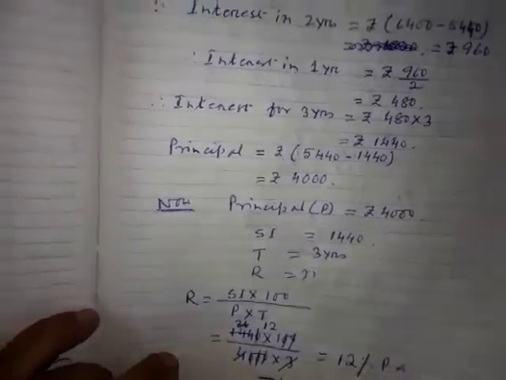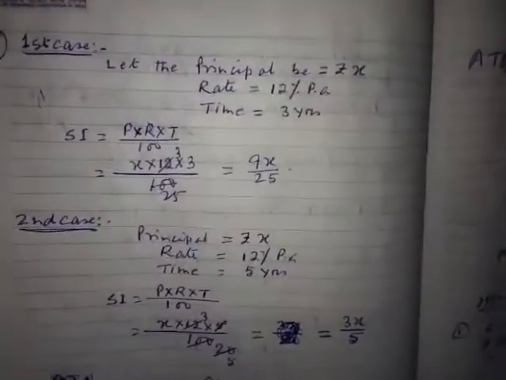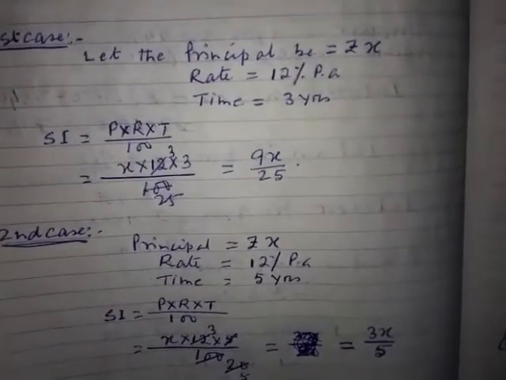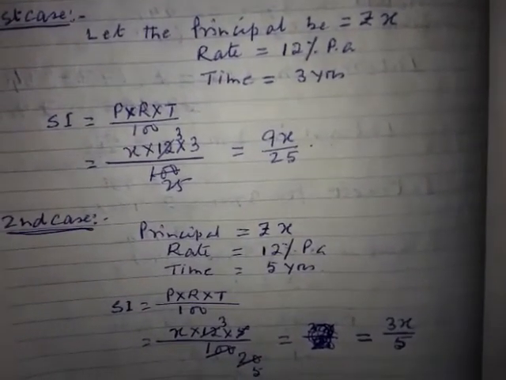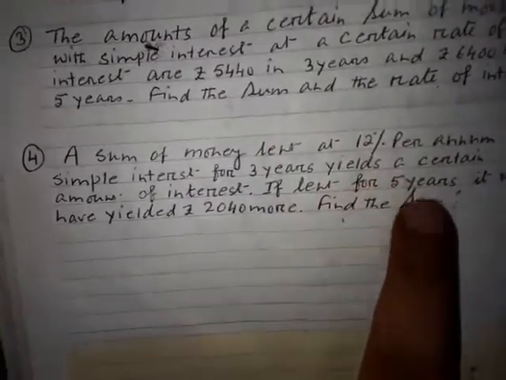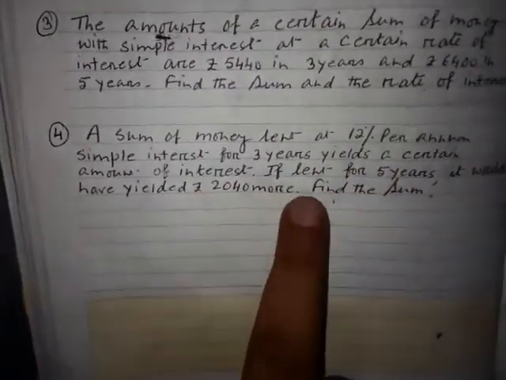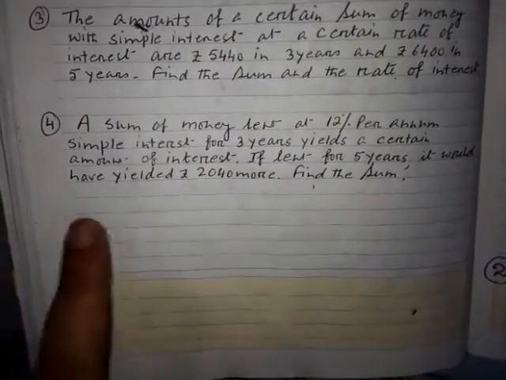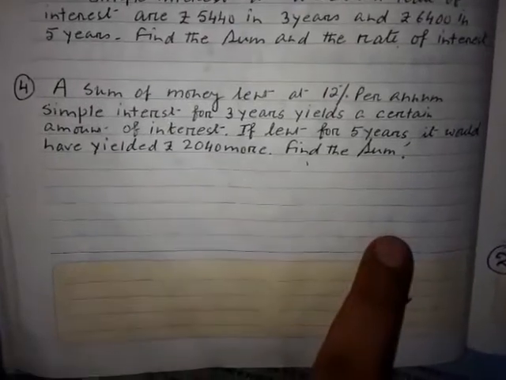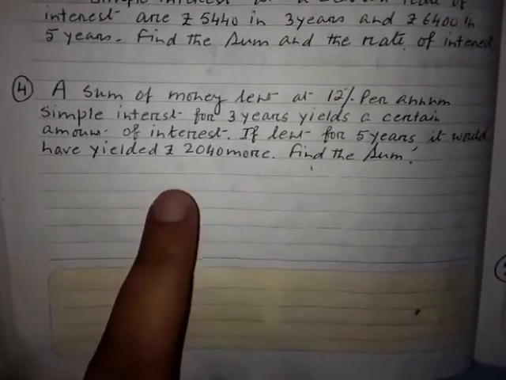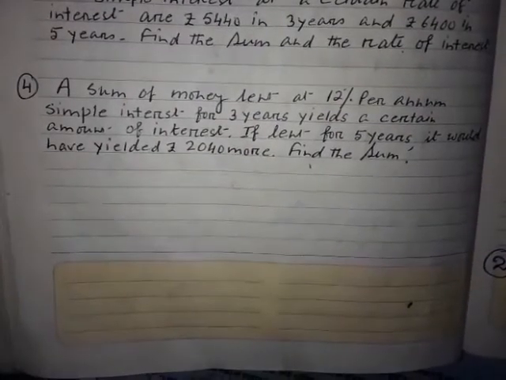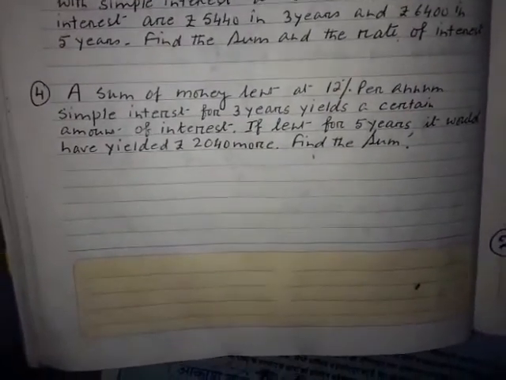Okay. Now I am going to discuss the third question. Once more I am going to the question where it is written, and then I will come to the problem to solve. The question was: a sum of money lent at 12% per annum simple interest for 3 years yields a certain amount of interest. If lent for 5 years, it would have yielded rupees 2040 more. Find the sum.